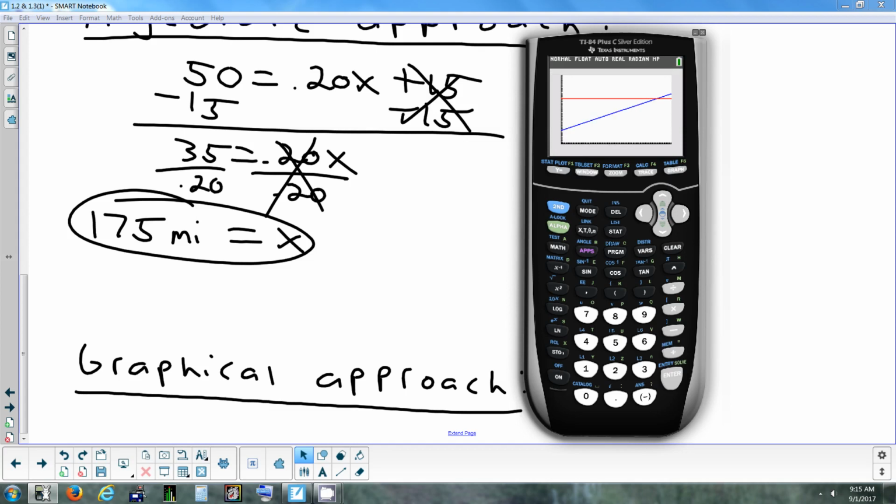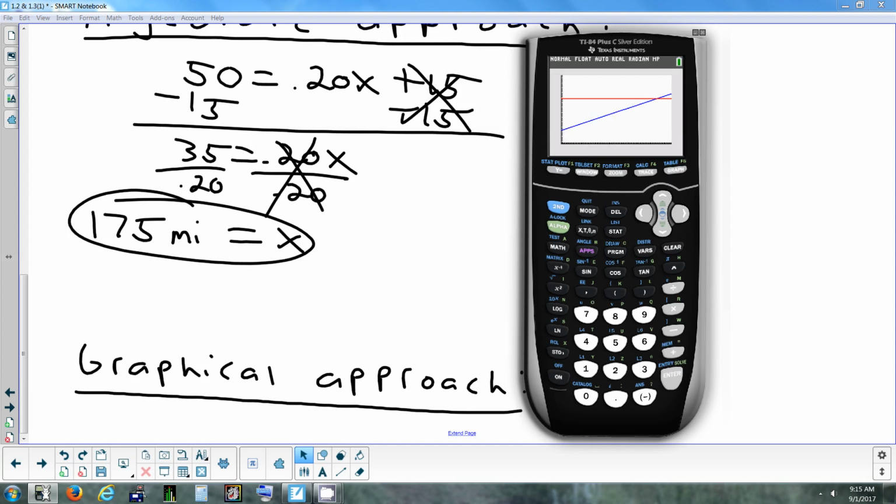Okay, so now I've graphed both of them. And what am I going to try to find on that screen? What do I want to know? Where the two points meet. I want to know where those two lines are going to intersect. So there's a feature on the calculator that can do that automatically.